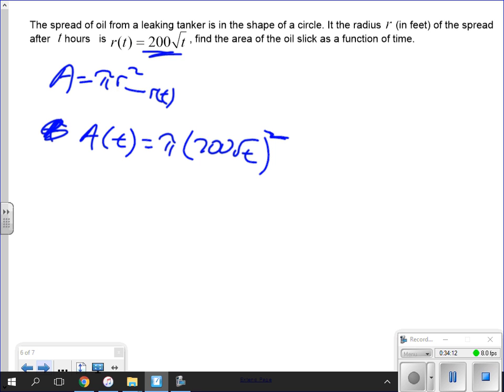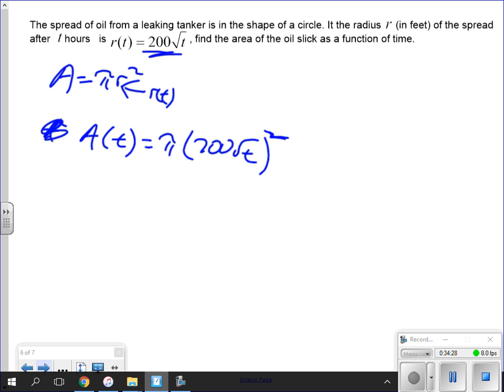Is the arrow subtracting? No. I'm just arrowing it. Oh, arrow, sorry. Take r, replace it with the function r of t. Now I get a of t.